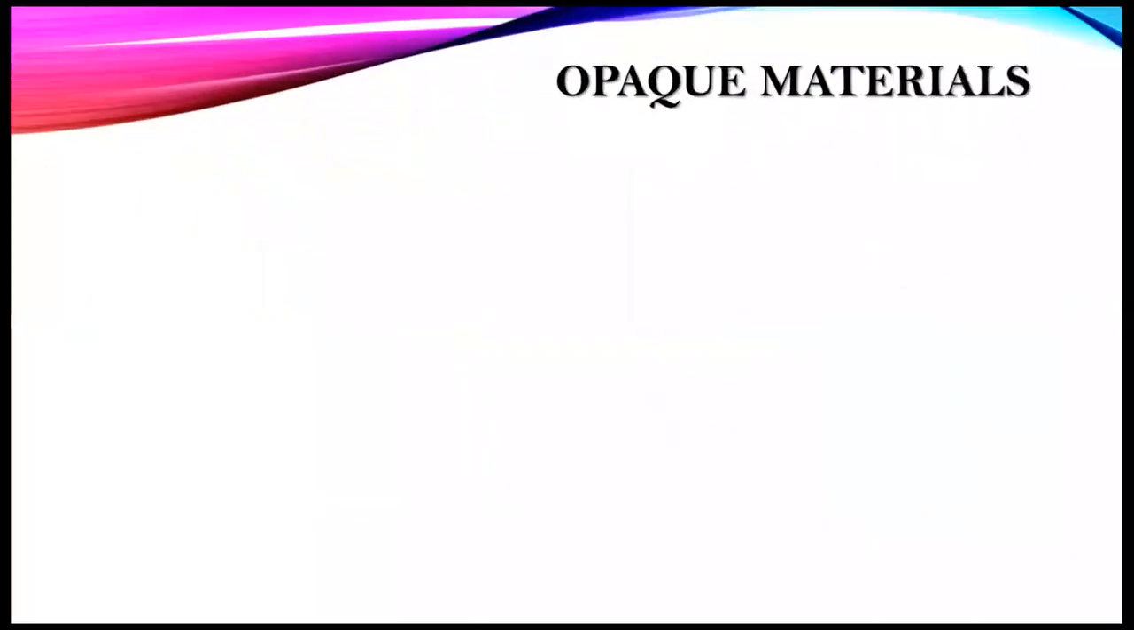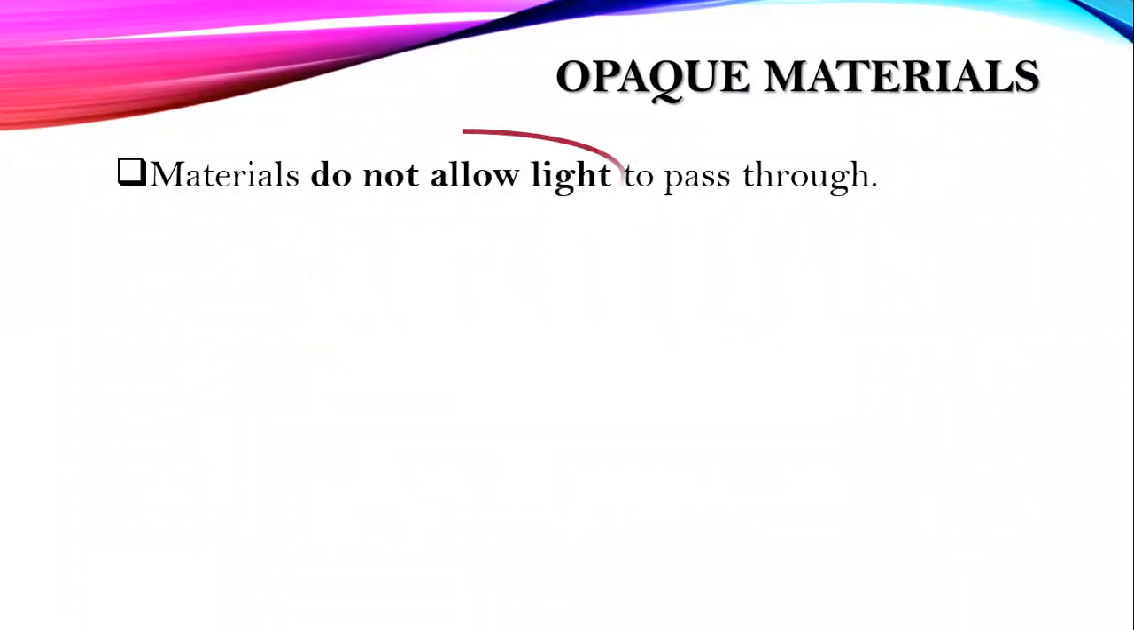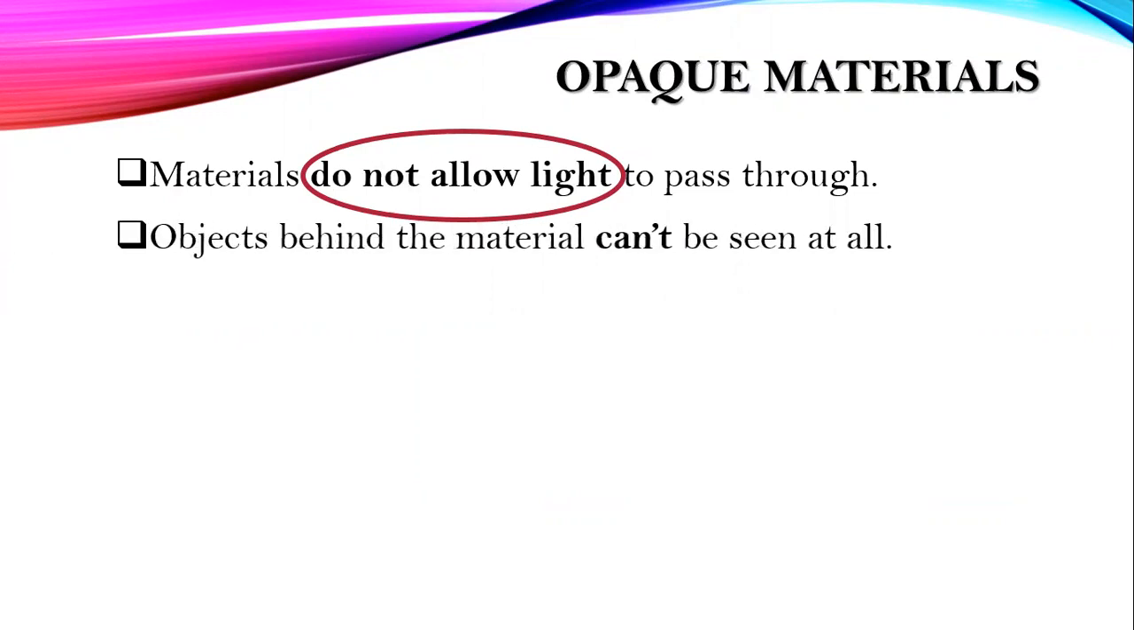What about opaque materials? Opaque materials don't allow light to pass through them. Never ever. The light will not pass through them in any way. They are going to block the light. So the object behind the opaque material can't be seen at all. Opaque materials don't allow light to pass through. They never ever allow the light to pass.